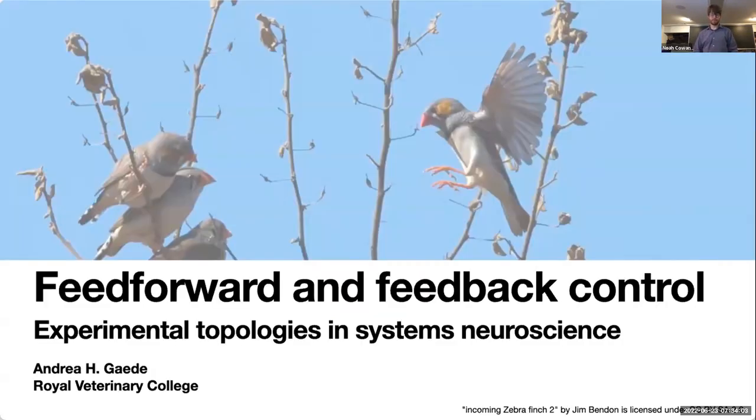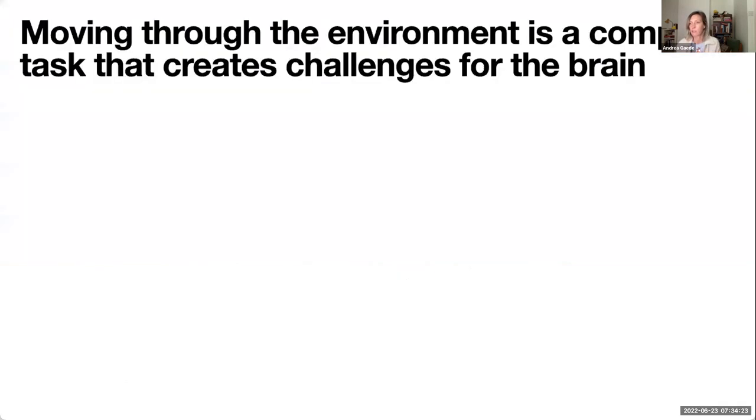So I'm going to talk about how some of these concepts of feedforward and feedback loops are implemented in the experimental space in systems neuroscience, with a particular focus on how animals process visual motion and how we currently study these loops, and then briefly how technology is changing this.